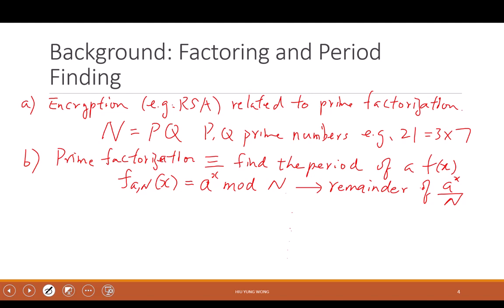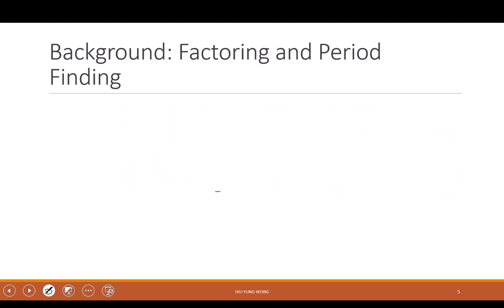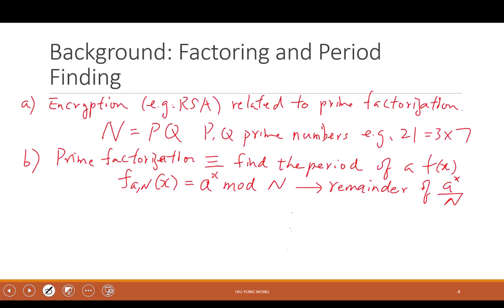Let's do an example. For example, n is 21. That is the one I just said, right? I want to factorize this number, but I don't need to factorize it using the way I just described. There's another equivalent way. I need to guess a number a. This one is a guess, okay? You can choose anything. But for example, I guess a equal to 11. You can pick any number, okay?